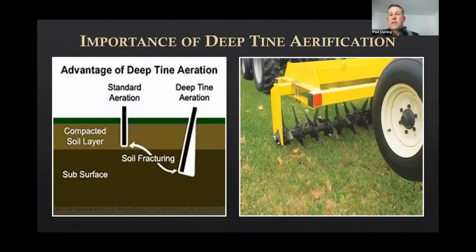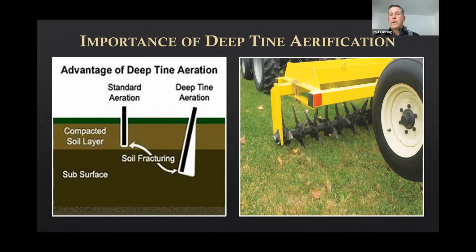Deep tine aerification, the product to the right is called an Airway. I like to use this a lot on sports fields. They have a larger tine that you can see there, and they also have a really fine sports tine, which goes down about 8 inches or so, but it's a really narrow tine. It doesn't affect the fields too much. Deep tine aerification is a really key aspect to this, just opening up holes, allowing for that gas exchange, reducing compaction. All these are good things on our fields.